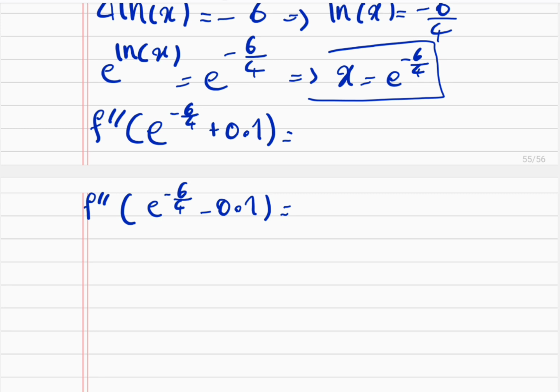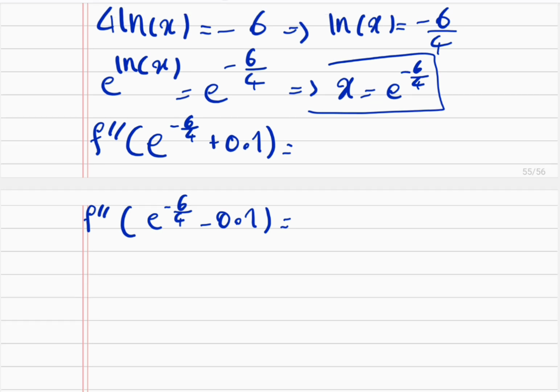Okay, now it's all about using a calculator to find these values. So for the first one, which is adding 0.1, we get 1.481 to 3 decimal places. And for the second one, we get minus 2.378, again to 3 decimal places. And this is exactly what I was talking about. So we basically got two values with different signs. One of them is positive, the other one is negative.